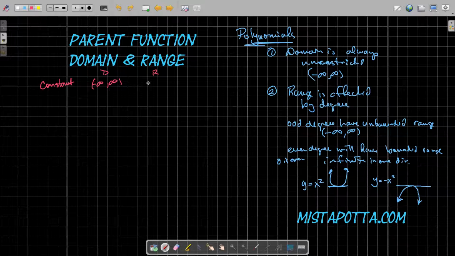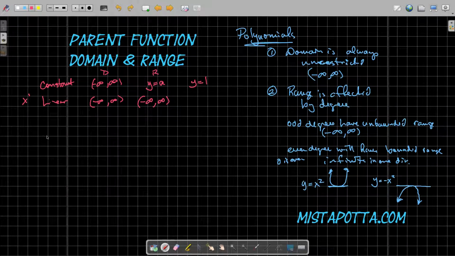My range, however, is just going to be y equals whatever that constant is. So for us, remember, for our parent function for our constant, y equals 1 is really our range. When I'm talking about a linear, I'm going to be going from negative infinity to infinity. And because linear is really x to the first power, this is going to be unbounded as well, infinite. So from negative infinity to infinity as well.